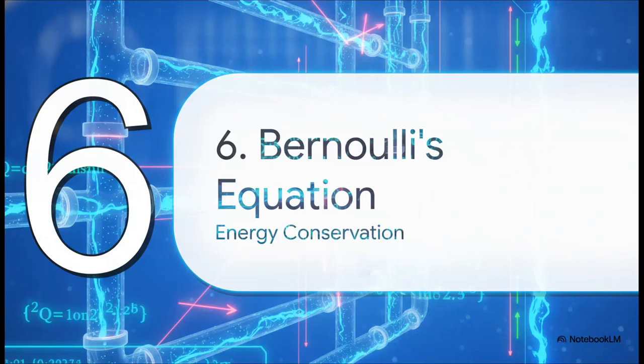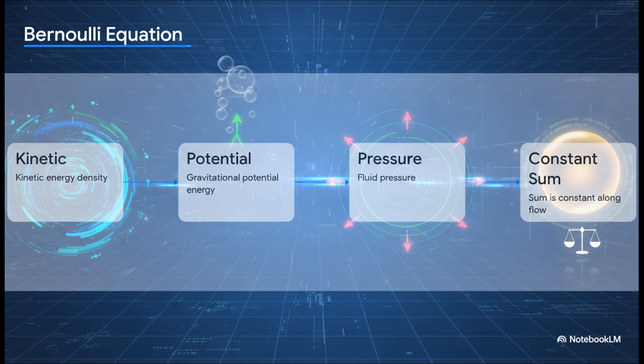And finally, Section 6, Bernoulli's equation, which is all about energy conservation in moving fluids. When you break it down step by step, Bernoulli's equation is really just a fluid-specific reformulation of energy conservation. You take the kinetic energy density, you add the gravitational potential energy density, and then you add the fluid pressure. The mind-blowing result is that this total sum will always remain perfectly constant along a streamline. If one of those factors goes up, another absolutely must mathematically decrease to balance the scales.